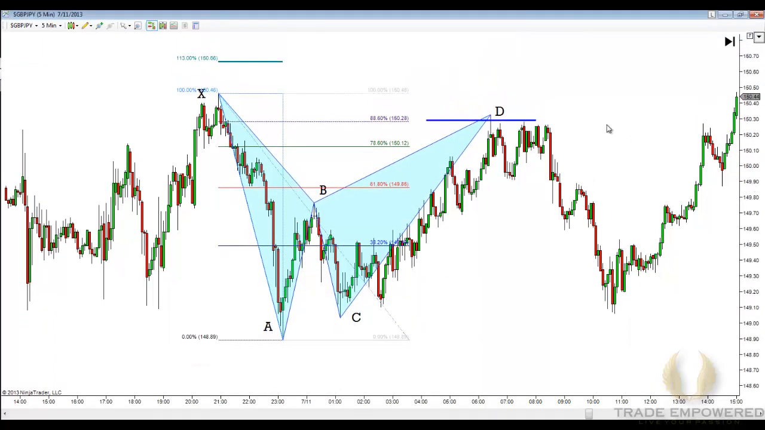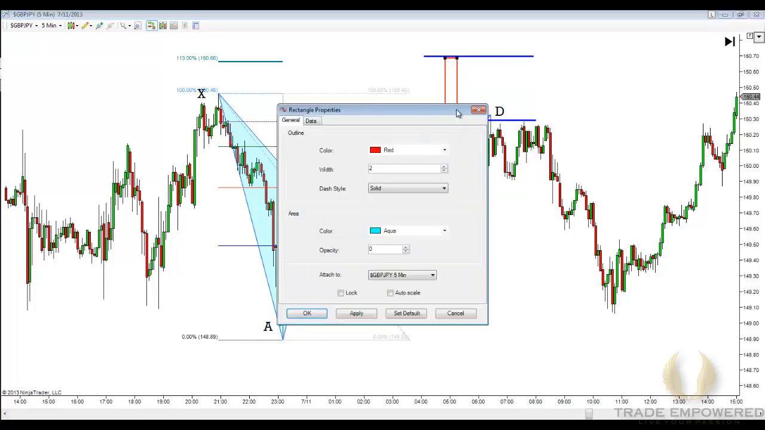I might have to shrink the charts up. So entries are going to be right here at the 886. Stops are going to be right here at the 113 Fibonacci extension. And you can see it gives us a potential risk of about this much.